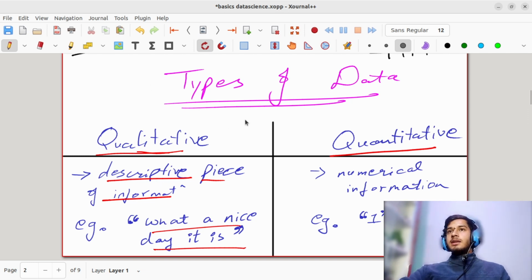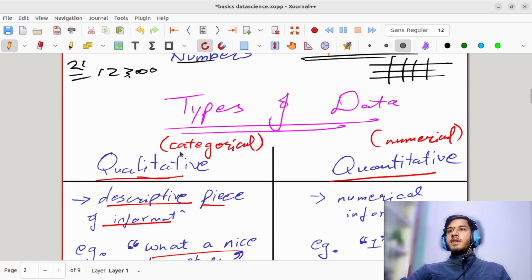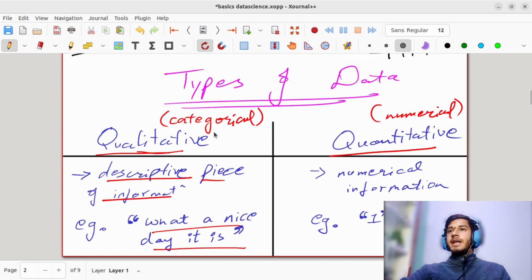Before performing any calculation or any process, once you get the data, your job is to figure out whether the data is qualitative or quantitative, or in the terms of machine learning, categorical or numerical. Once you figure out whether the data is categorical or numerical, then you can take the steps that you will be following as a process.